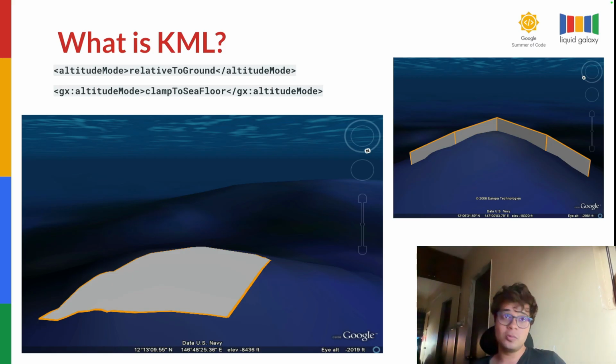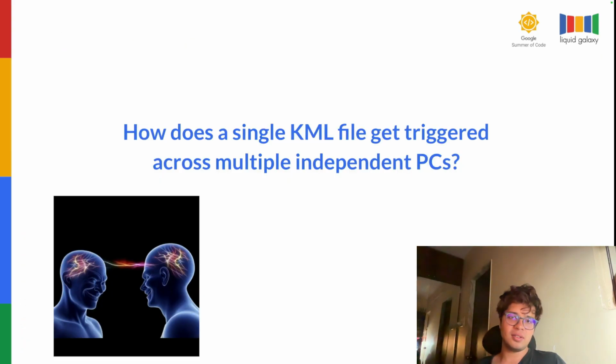This is for the clamp to sea floor function, where it takes the shape of the ocean floor in the deep of the ocean, as opposed to relative to the ground, which is something that we used, which won't take the shape of it, but will stand in accordance to the surface. So those were some different examples of the functionalities that KML has to offer and the way they reciprocate to it. So that's how KMLs are processed.